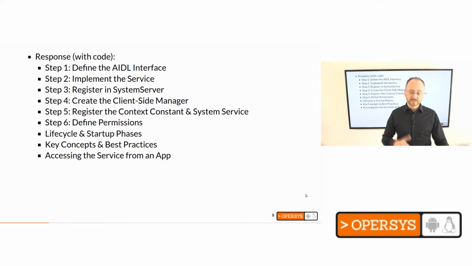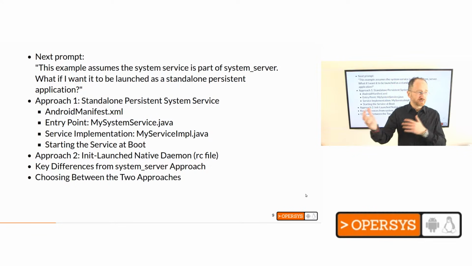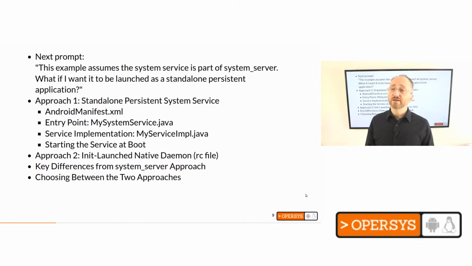Cool. All right. Okay, let's up the ante here a bit. The next thing is, okay, this example assumes that the system service is part of the system server. What if I want it to be launched as a standalone application? And it delivered. Essentially, it gave me a standalone persistent app that has a manifest file, and the thing starts, registers itself and runs independently. And then it says there's another approach. You can launch this natively from an RC file. And it then explains why you'd use one versus the other and that sort of business.